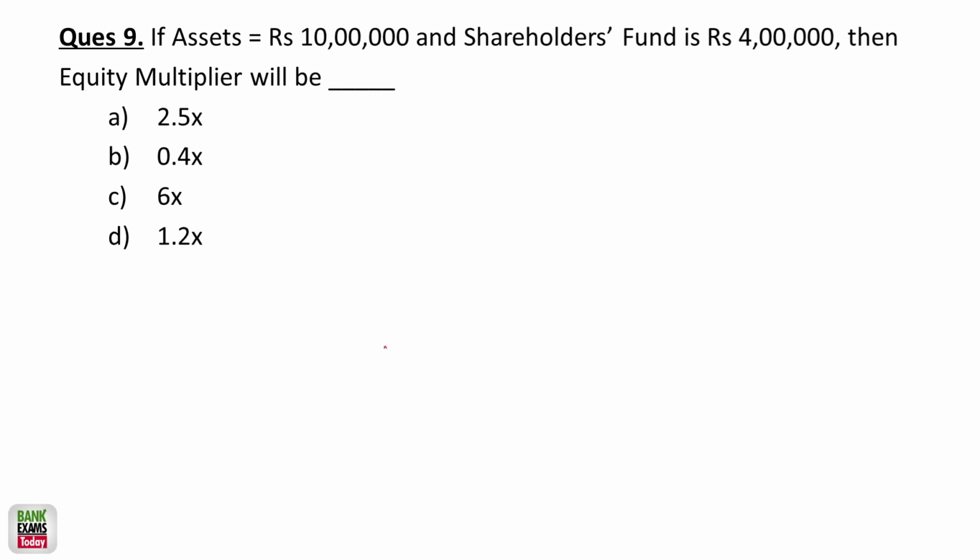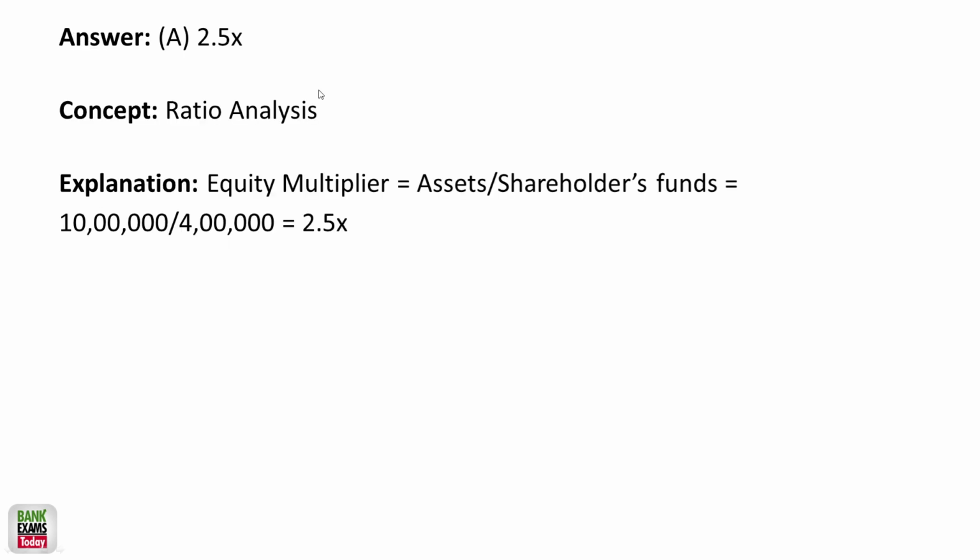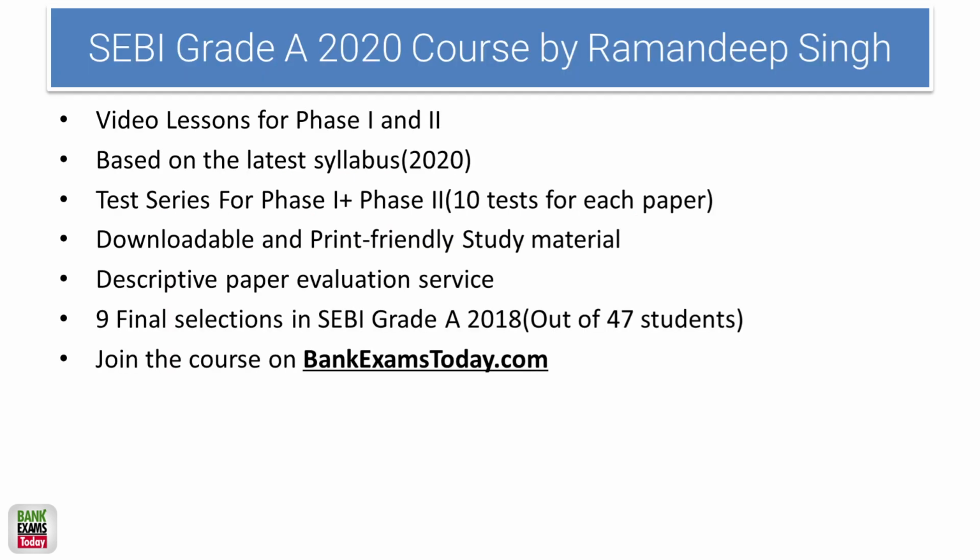If the asset is equal to 10 lakh rupees and shareholders' fund is 4 lakh, then the equity multiplier, a very simple formula: equity multiplier is equal to assets divided by shareholders' equity. So 10 lakh divided by 4 lakh is 2.5x. Very important: equity multiplier is assets divided by the shareholders' fund. So it is 2.5.